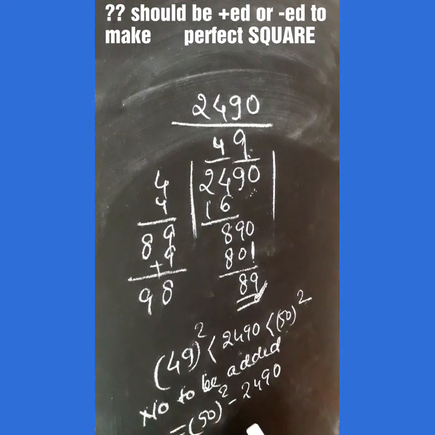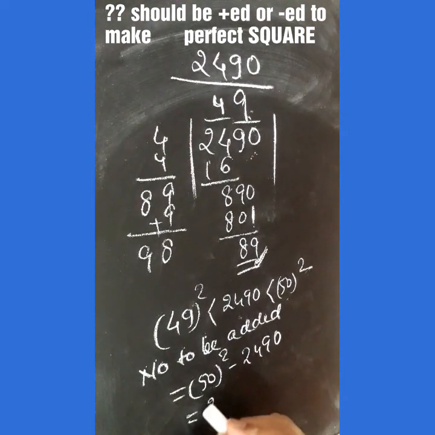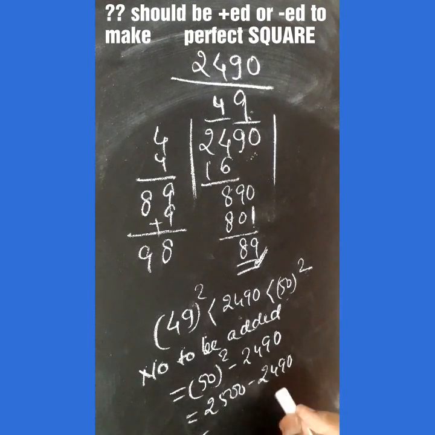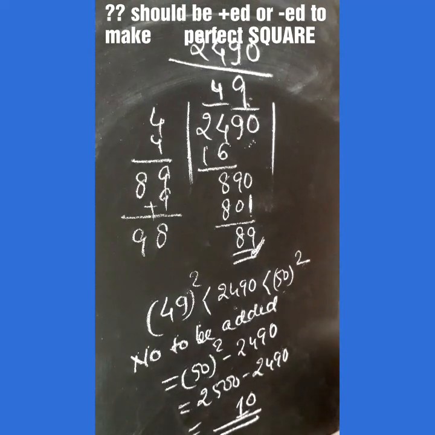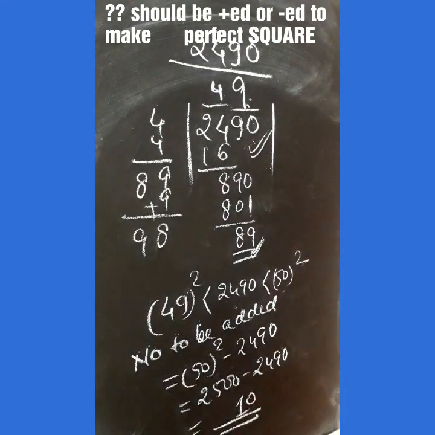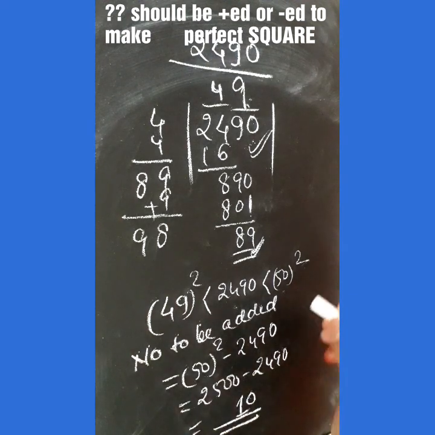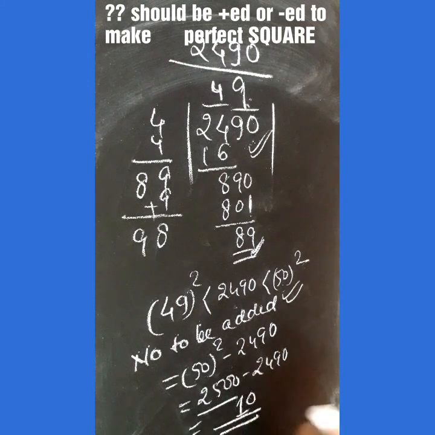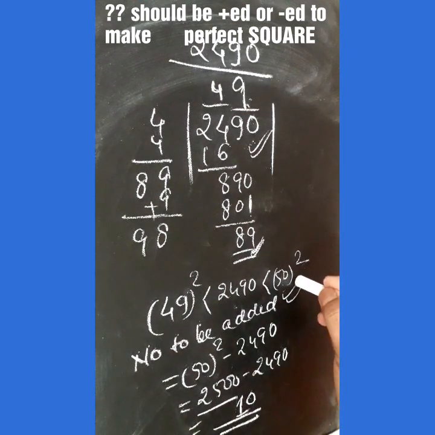50 squared is 2500, minus 2490. We will get 10. It means if we add 10 to this, we will get a perfect square. And the perfect square will be this, the square of 50, that is 2500. In this way, we have seen what should be added or subtracted to a given number to make it a perfect square.